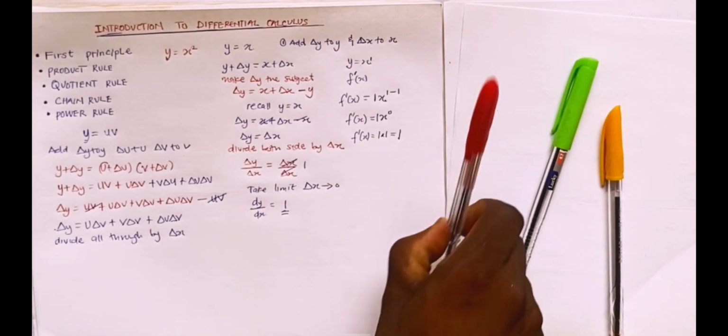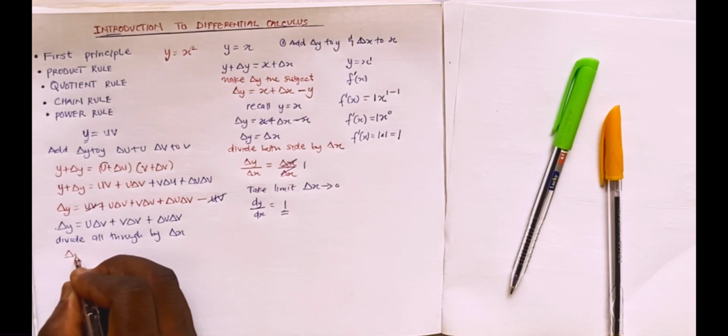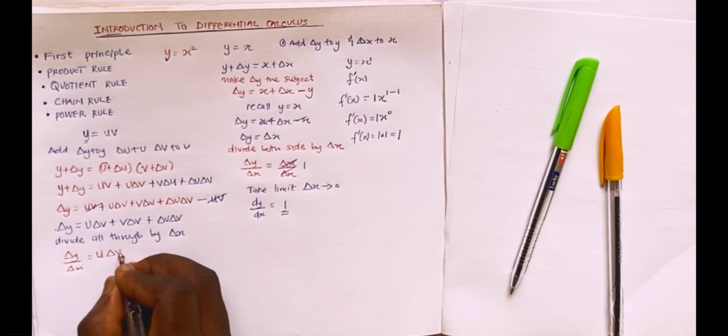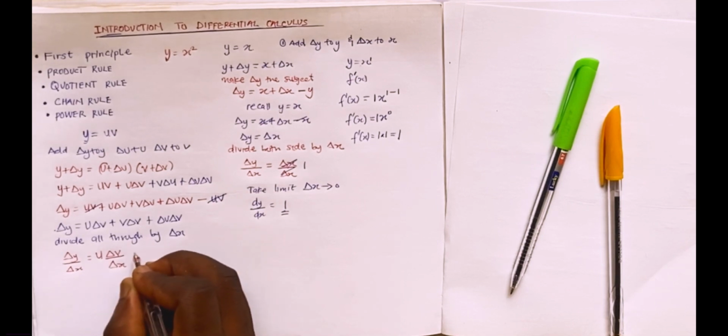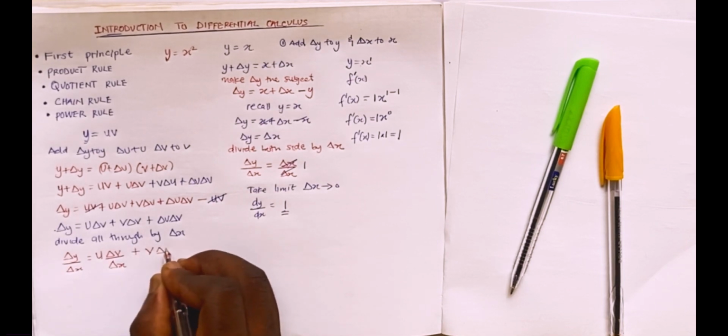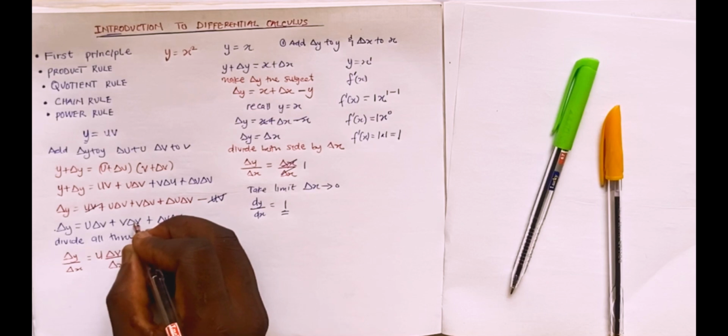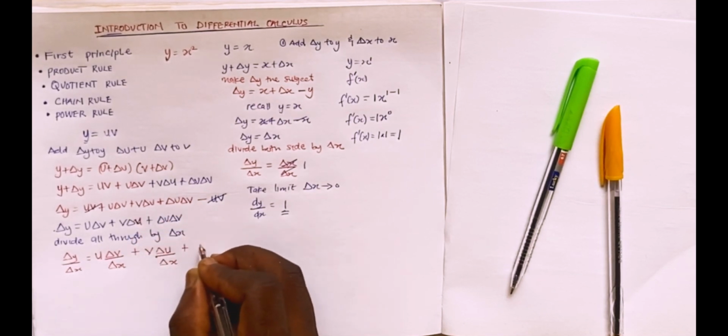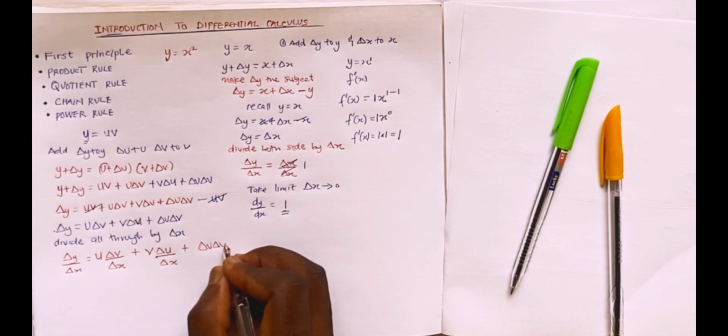Dividing all through by Δx, what are you going to have that time? You are going to have Δy/Δx equals uΔv/Δx plus vΔu/Δx, exactly, it should be Δu, divided by Δx, plus ΔuΔv divided by Δx.